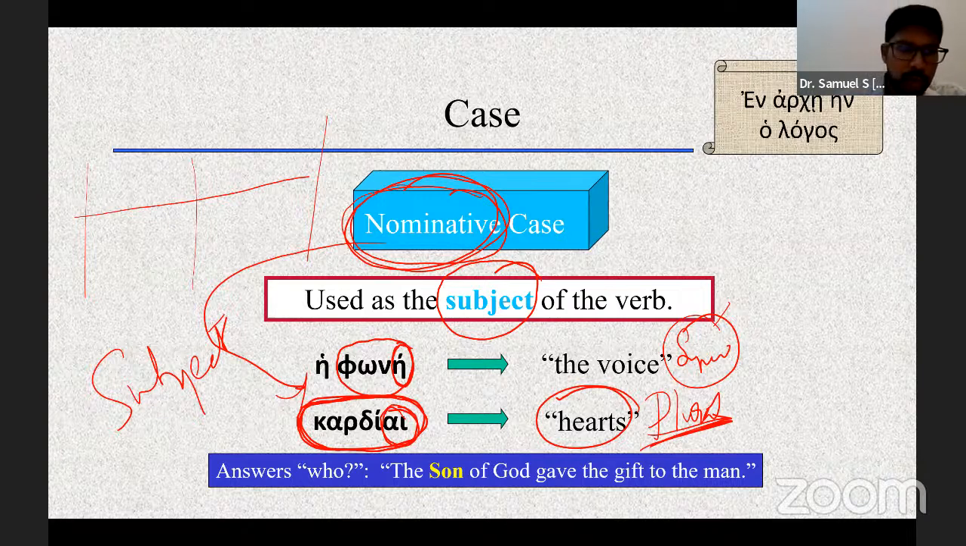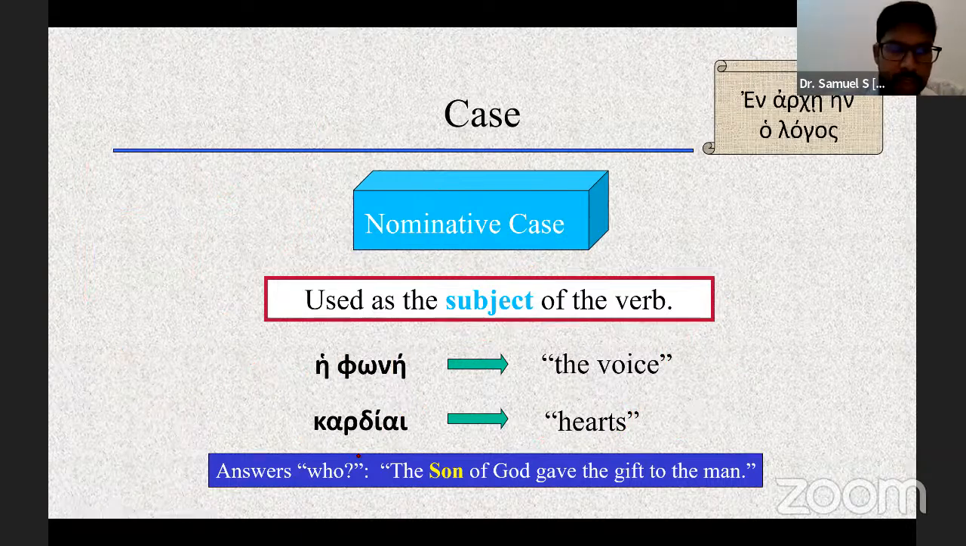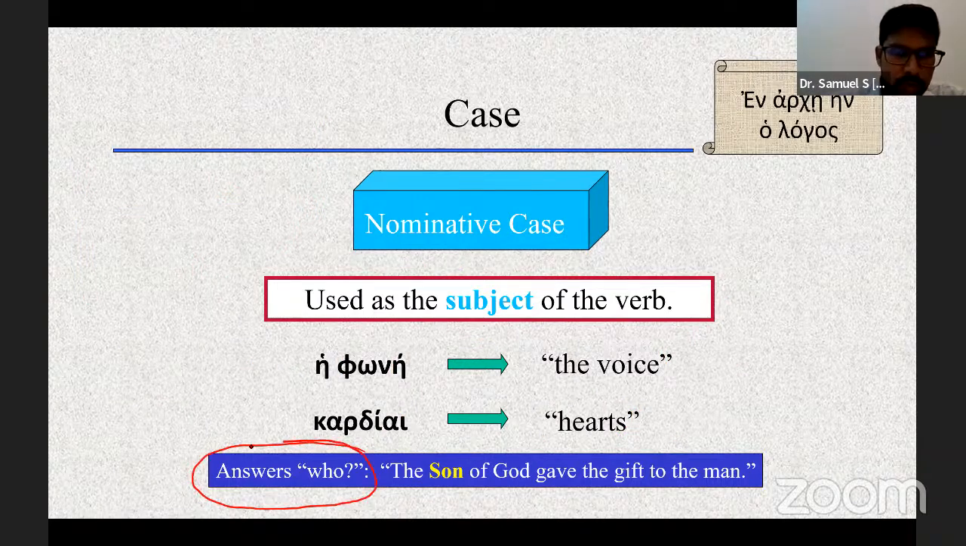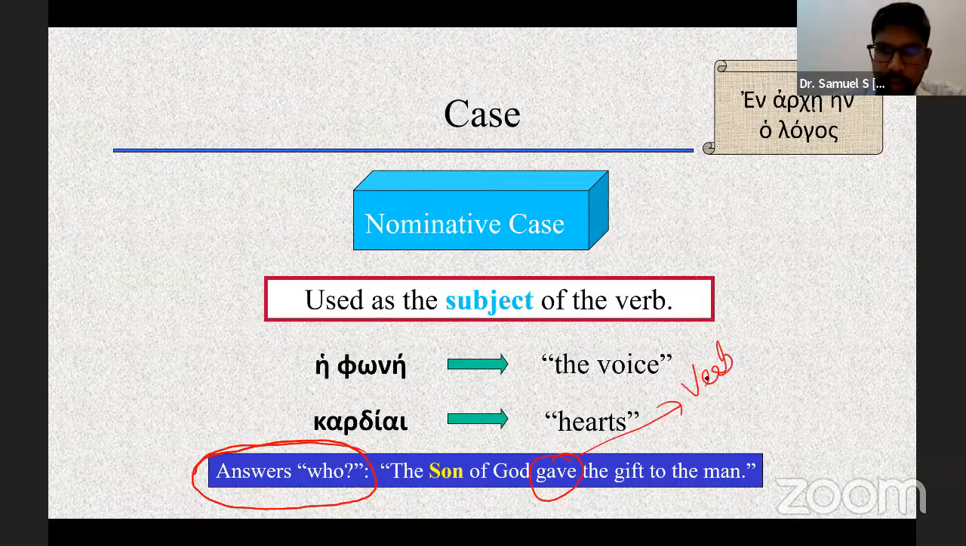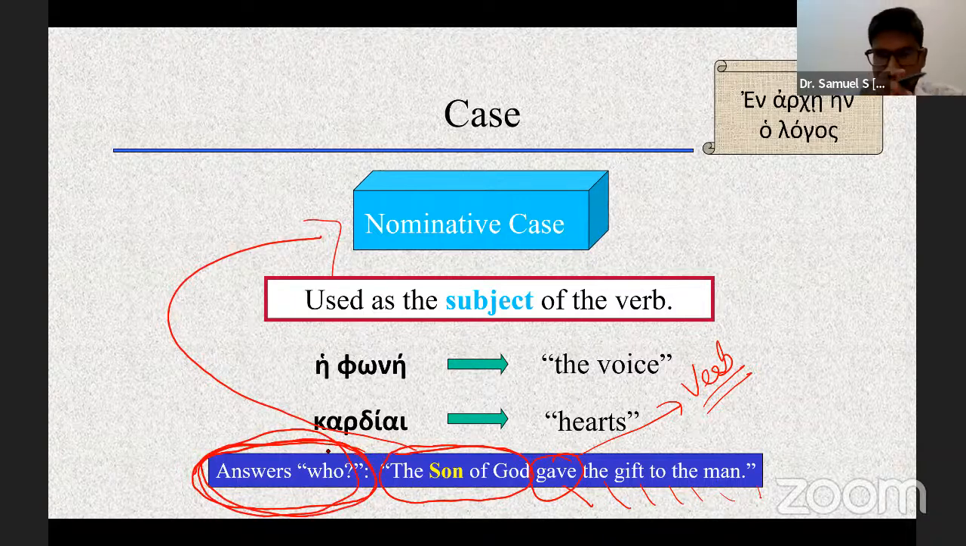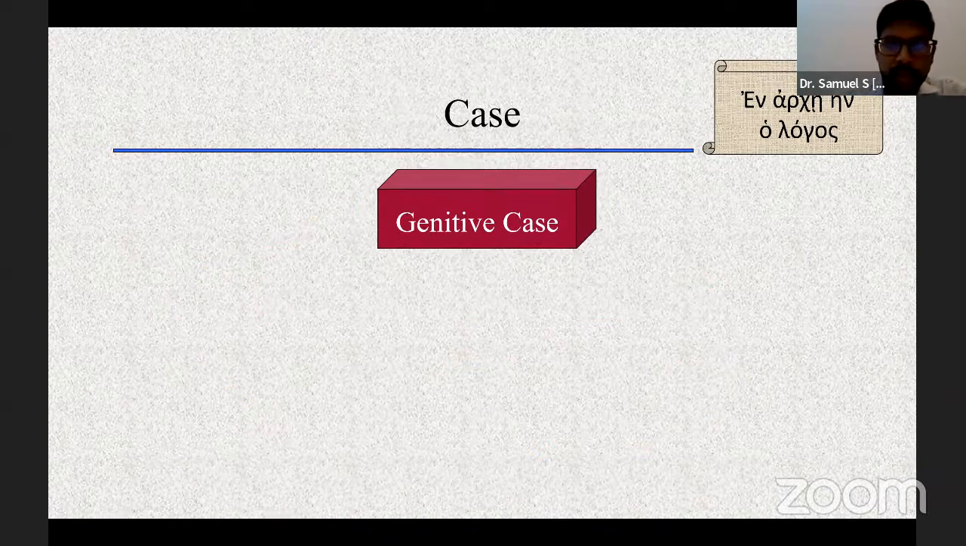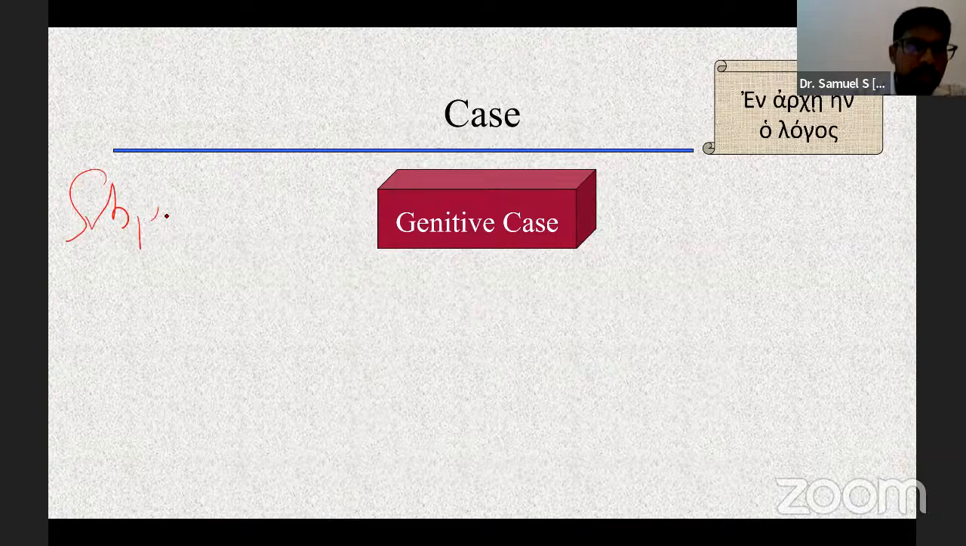So one way to think about the nominative case is that it is the one performing the action. Another way to look at it is that it answers the question who. When we say the Son of God gave the gift to the man, gave is the main verb. So it answers the question, who gave the gift to the man? The subject gave. Whatever noun is in the nominative case, that is the one. So it answers the question, who? That's another way to think of the nominative case.